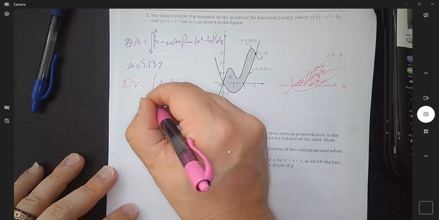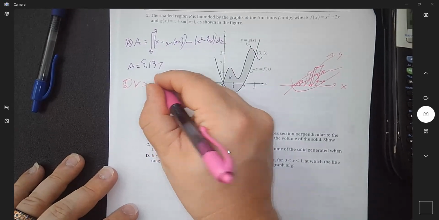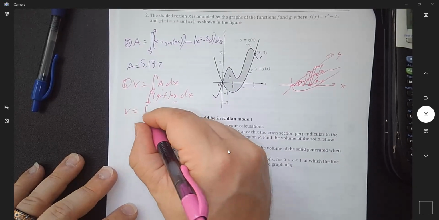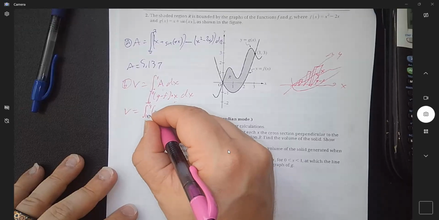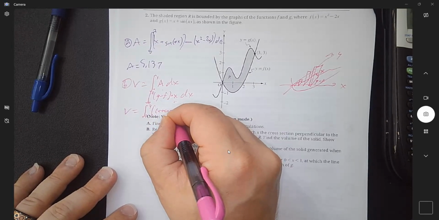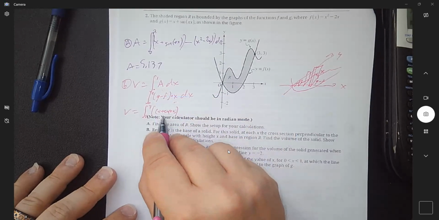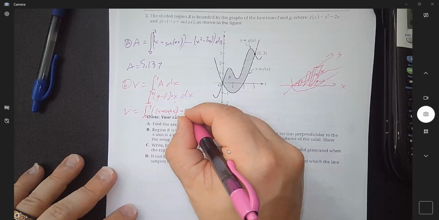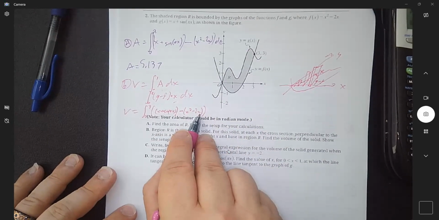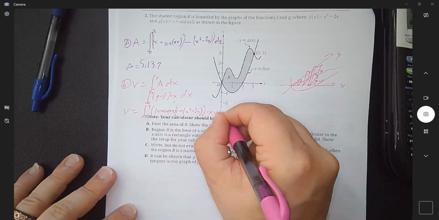So, and then we're going to integrate from 0 to 3. The volume is going to be the integral from 0 to 3. What is g? x plus sine pi x, minus x squared minus 2x. So that's g minus f times x dx.